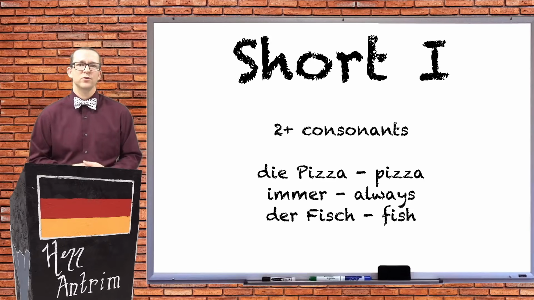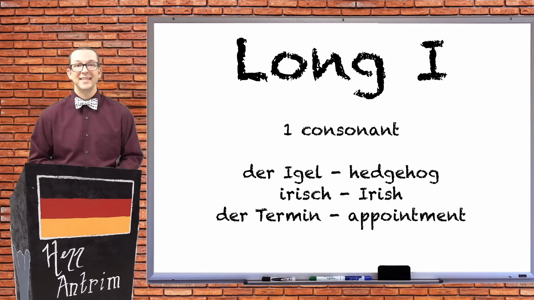Of course, the letter I can also be used without the combination of E, and then it has two pronunciation options, just like the other vowels. The short I sound is I, and the long I sound is more closely related to the English long E sound, E. The long sound is used whenever there is only one consonant after the vowel, while the short sound is used when there are more than one consonant. Short sounds, for example, would be pizza, immer, fish. Long vowel sounds would include Igel, irisch, Termin.